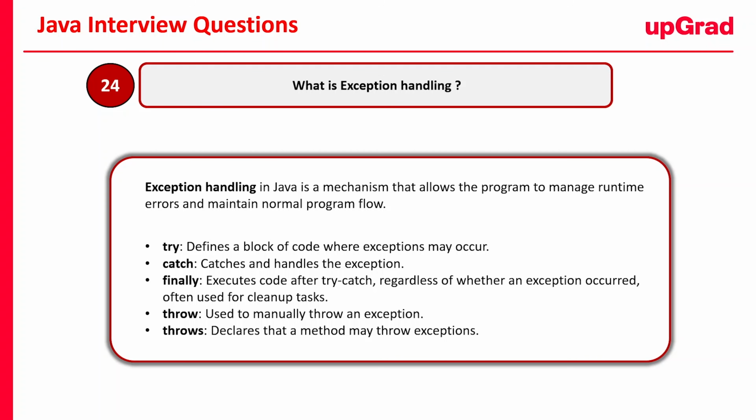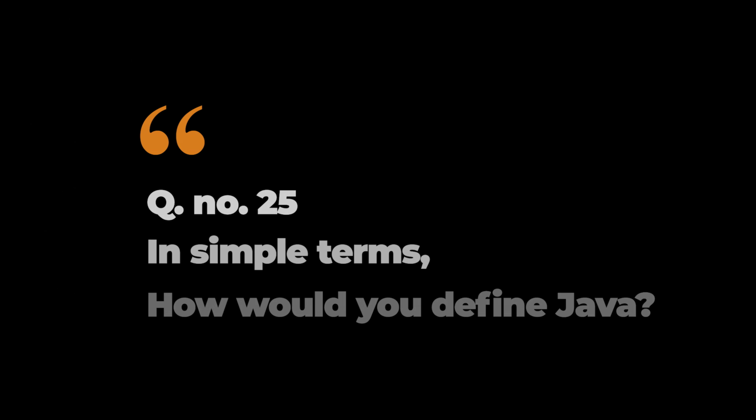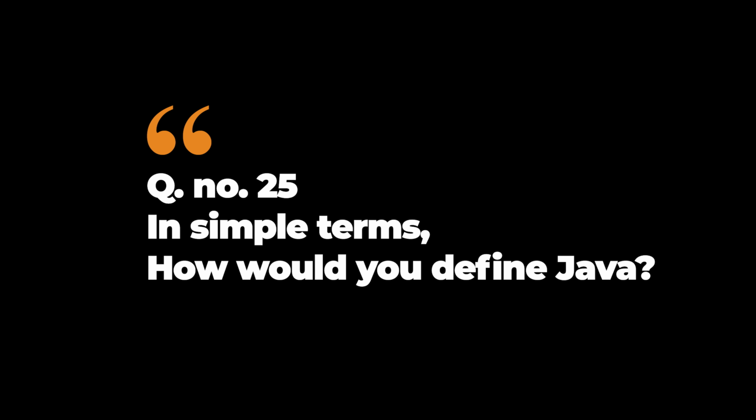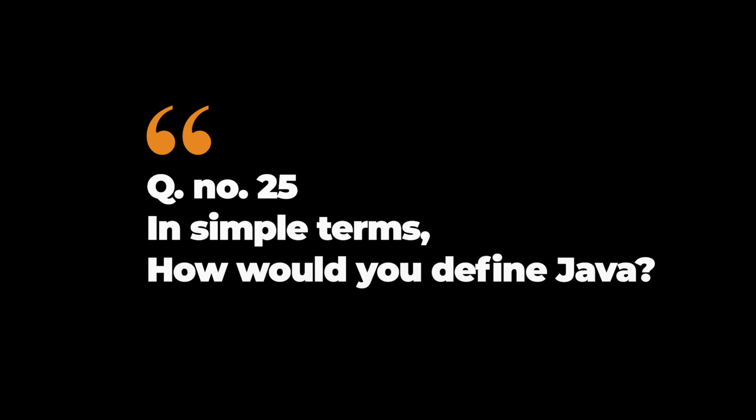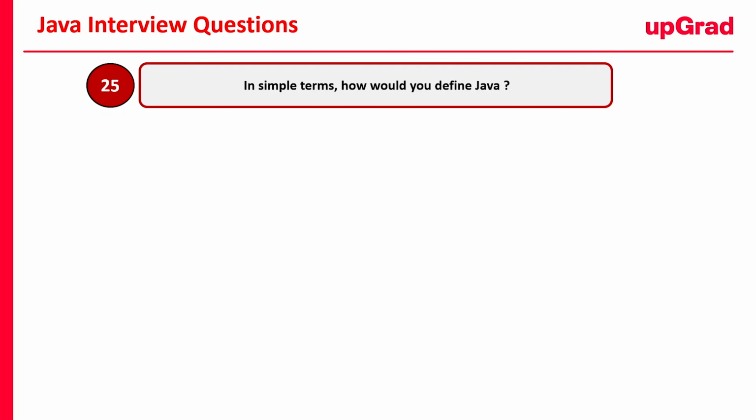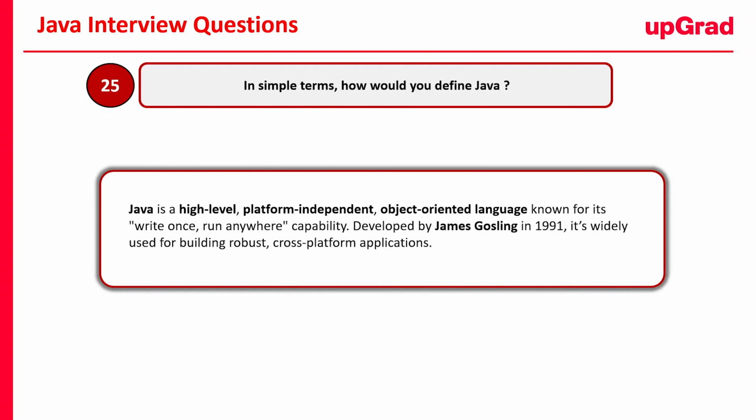Alright, coming to question number 25, which is: in simple terms, how would you define Java? When you're asked this question, the interviewer wants to assess your understanding of its key features and background. To answer this, you should start with: Java is a high-level, platform-independent, object-oriented programming language known for its write once, run anywhere, that is WORA, feature. This means that code written in Java can run on any platform without needing modification.